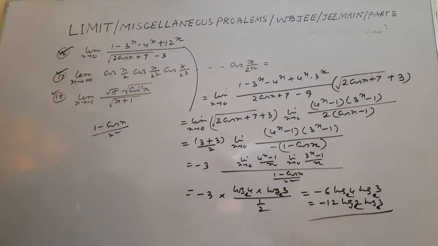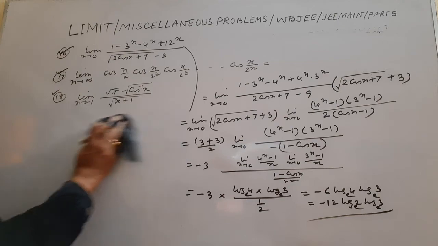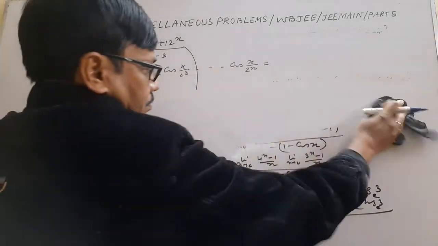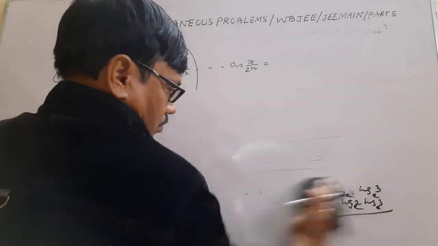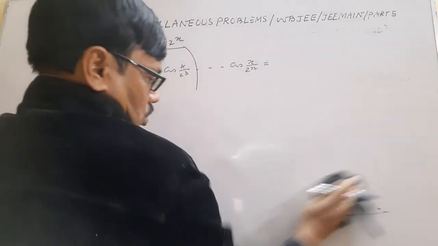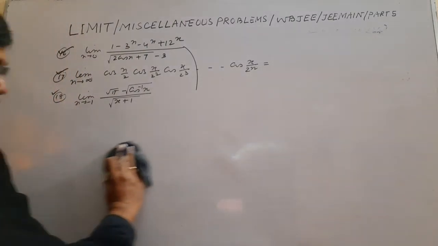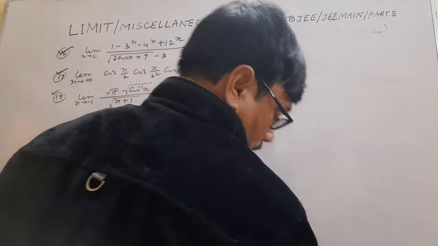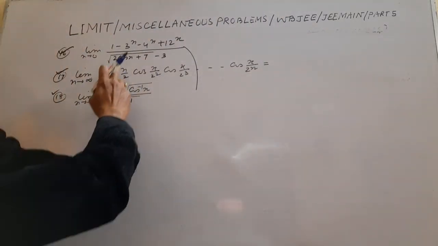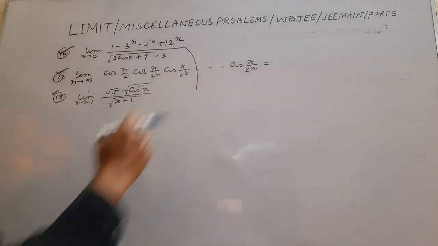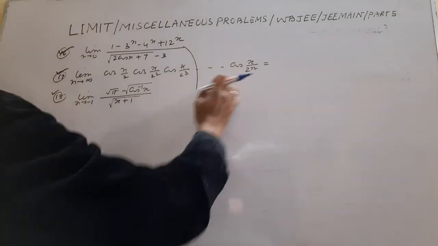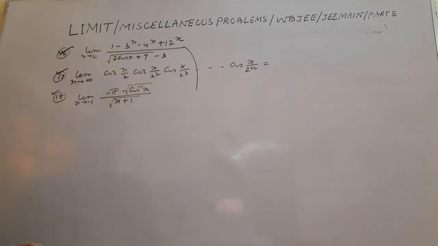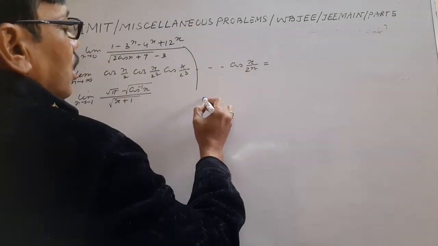Now consider problem number 17. There is a well-known result of some multiple angle. Look, the cos angles are double; this angle is double of the previous. So try to recall the relation.